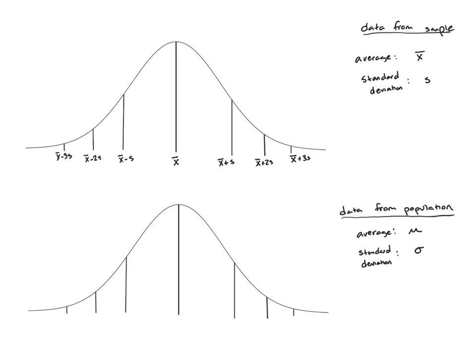When I go to label the distribution for my population on the bottom, it's not X bar in the center, it's actually mu. And then mu plus sigma, and then mu plus 2 sigma, and then mu plus 3 sigma. I'll label the same over here on the other side. The only difference is I have a minus instead of a plus.